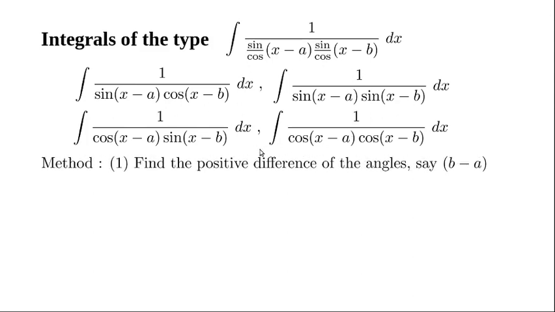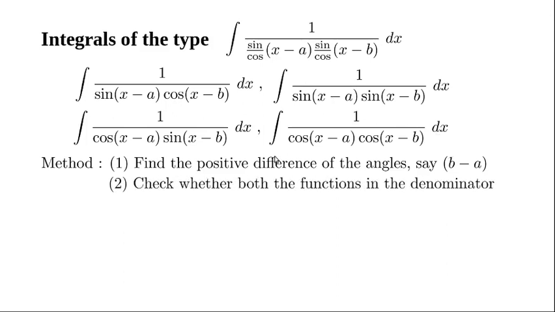According to the method, first find the positive difference of the angles. That means first angle minus second angle, and if it works out to be positive, then take that positive difference. And if the second angle minus first angle becomes positive, then you can use that.